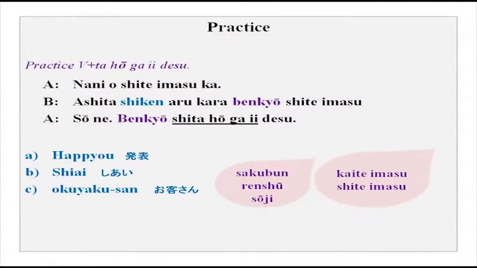Now, there is a small conversation. Nani wo shite imasu ka? Ashita shiken aru kara benkyou shite imasu. So ne, benkyou shita hou ga ii desu. It's better that you study now as you have an exam tomorrow. So well, you can practice this small conversation with happyo, shiai, which is a match, okyakusan, which is guest.